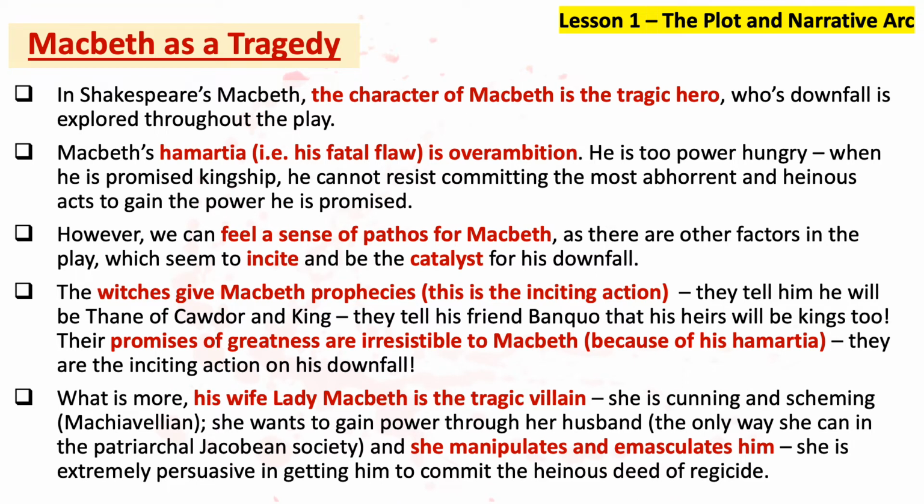But more importantly as well, we've got the fact that his wife, Lady Macbeth, is the tragic villain. She is cunning and scheming. She plots to get him to commit the most heinous actions. She is a Machiavellian villain. You may have heard that word before. It comes from Machiavelli, and to be Machiavellian means to be cunning and scheming. And Lady Macbeth wants to gain power through her husband. This is the only way she can gain power in the patriarchal Jacobean society.